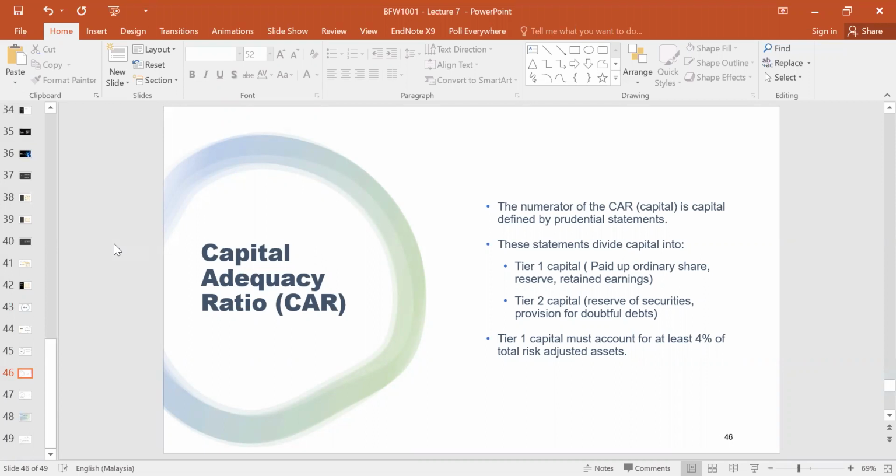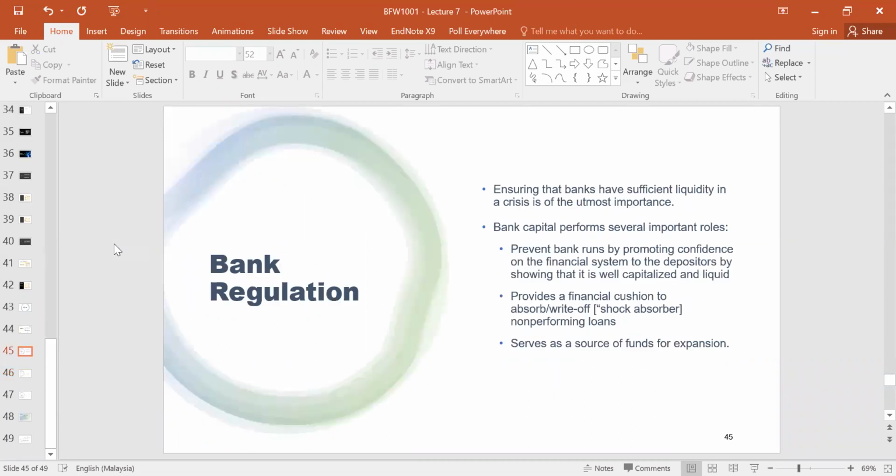Furthermore, regulation ensures that there is enough capital to act as a shock absorber for bad debts, non-performing loans, and other extraordinary situations. It also helps the bank to expand into different territories and offer a wider scope of products and services. But how exactly do we know if a bank is adequately capitalized? For this, we will rely on a metric called the CAR, or the Capital Adequacy Ratio.